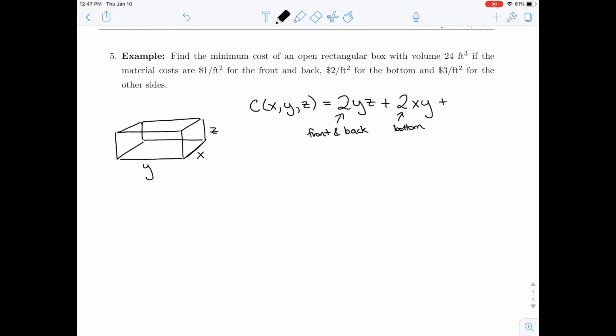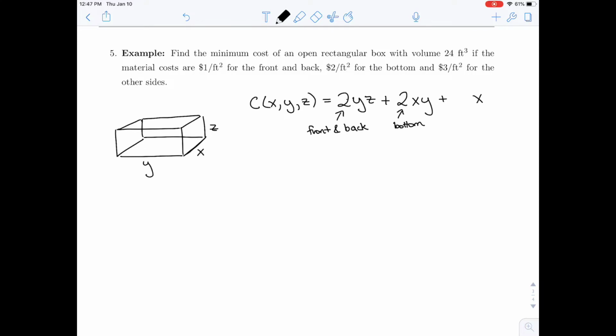And then finally, we're going to do $3 per square foot for the other two sides. The other two sides are going to be x times z. And it should be $3 per square foot times that area. But since we have two of those sides, we will have 6xz. And that is the function that we're going to try to minimize cost. The constraint for this problem is going to be the volume, x times y times z, and that is supposed to be 24.